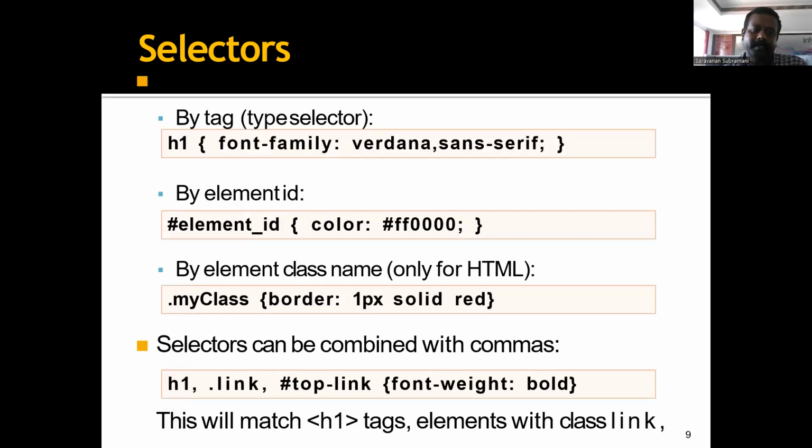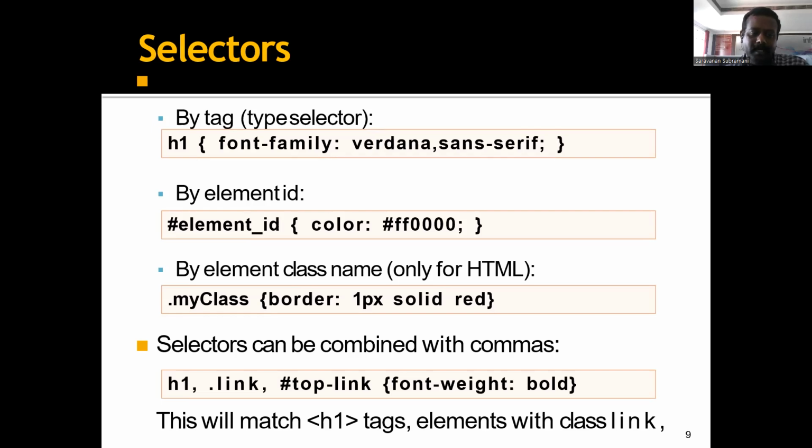There are different types of selectors, like the type selector, or tag selector. Directly we have to give the tag name, like h1, h2, h3 and body. And we have to use the open brace and close brace to identify the declaration body, and inside we have to provide many declarations, like font-family colon Verdana, sans-serif.